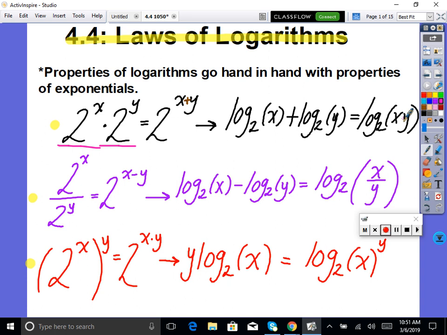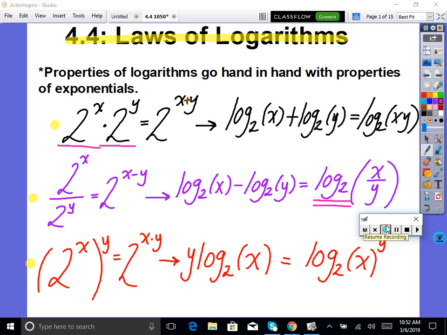Alright, next thing is, if you have the same base, dividing the same base, to put it into one base, we subtract. And we always subtract the top from the bottom. So that goes hand in hand with this property of logarithm. Log to the base 2 of x minus log to the base 2 of y, we can write it as one log to the base 2. When you divide, you subtract. It's just backwards, so when you subtract, you divide.